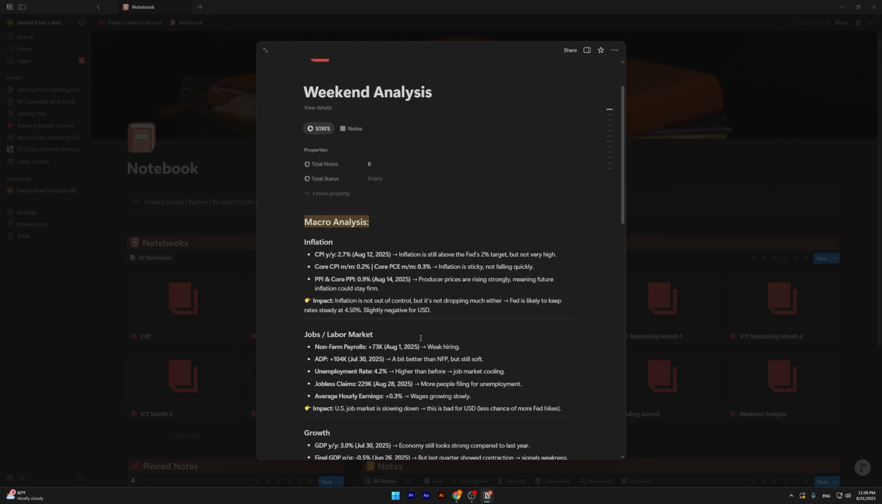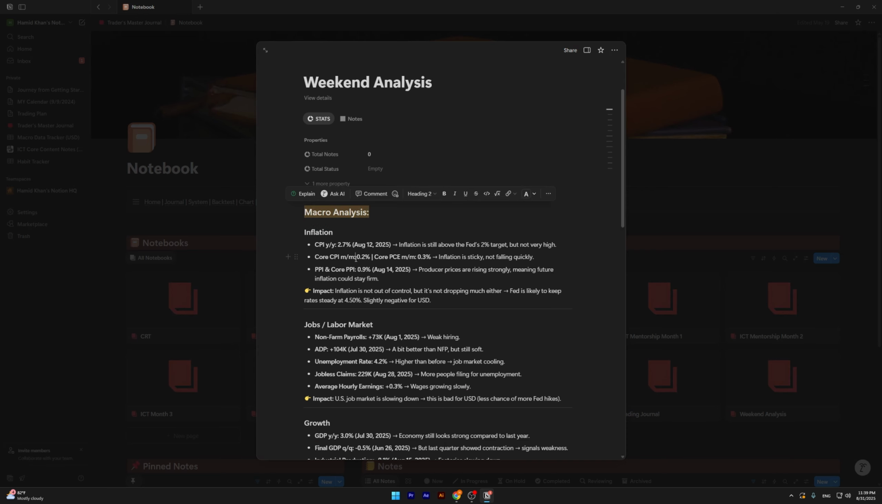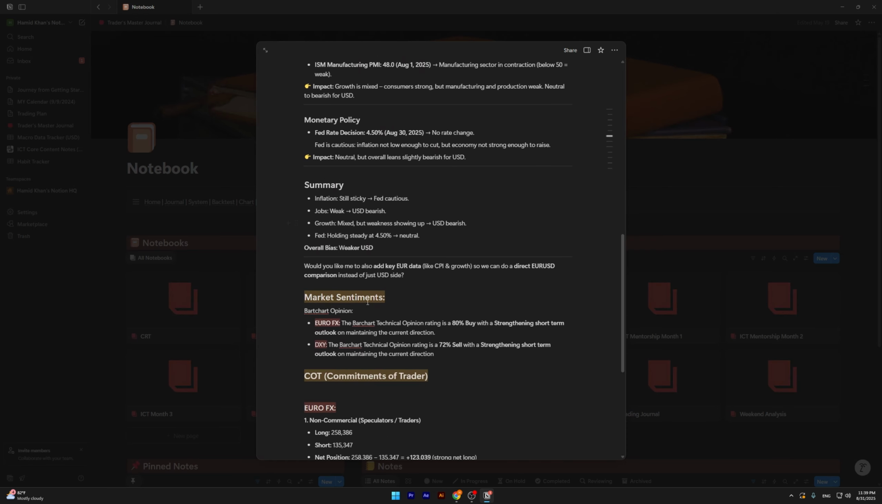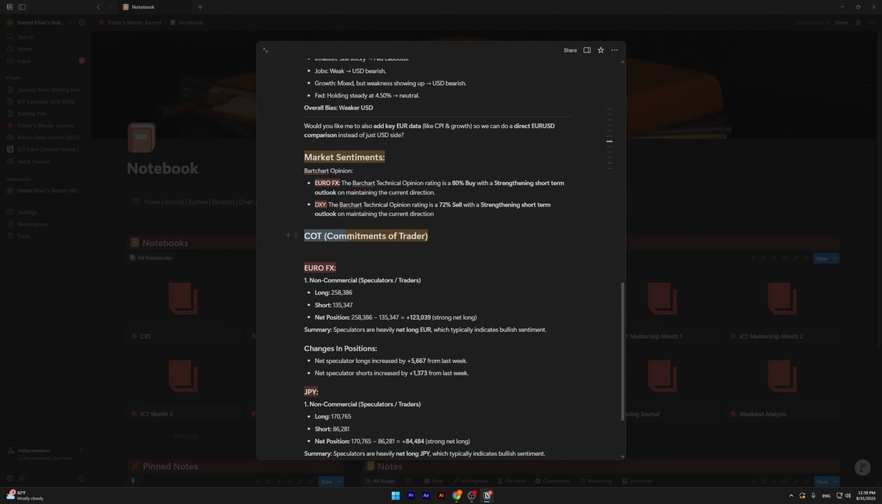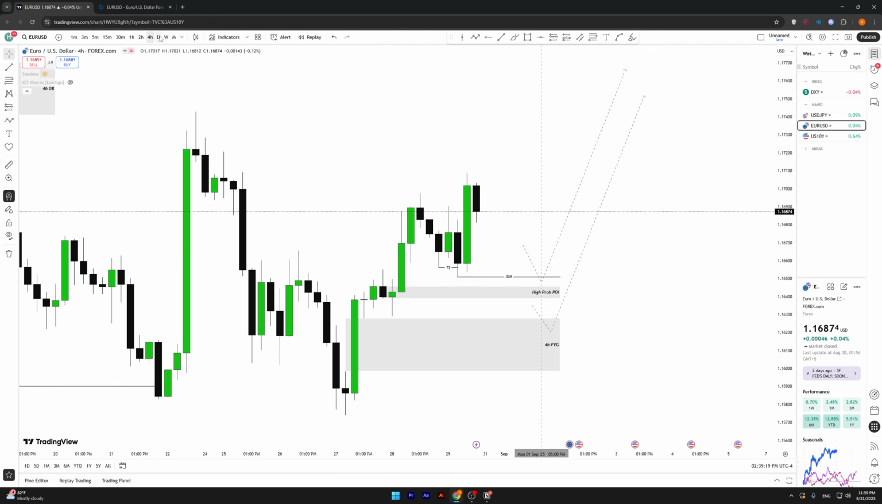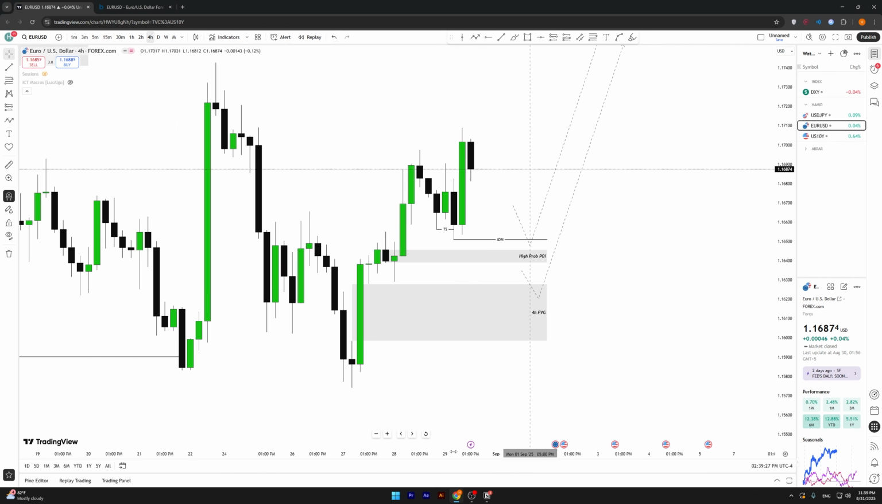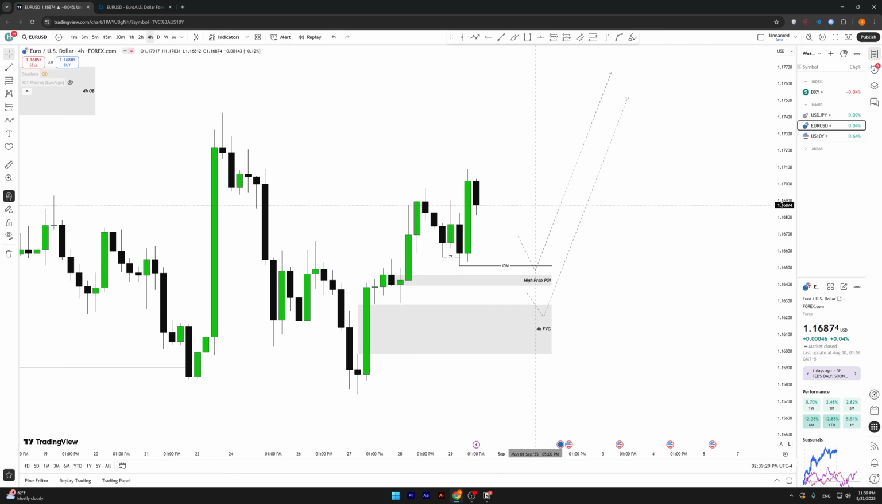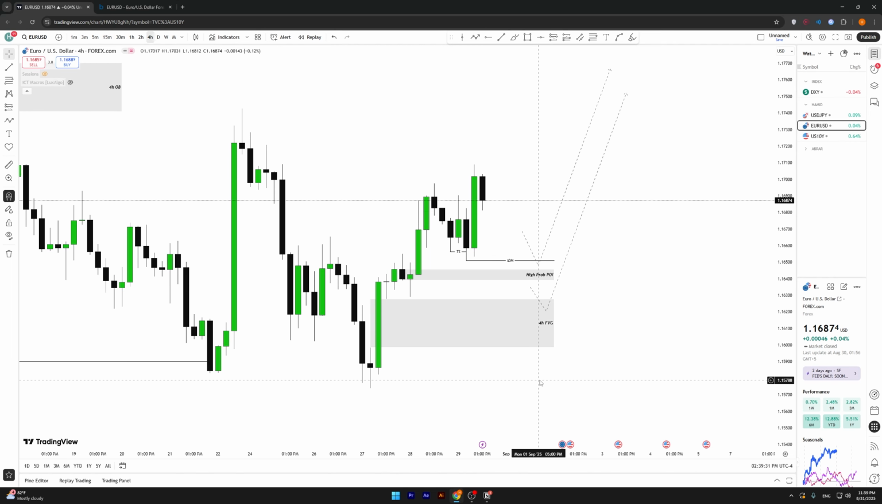I conduct a detailed macro analysis, as you can see here, and market sentiment, where I use barchart.com, and then COT. I combine these three and then I analyze my weekly, daily and 4-hour, and then I combine these four types of data, and then I set my bias for next week. So these are my buys.